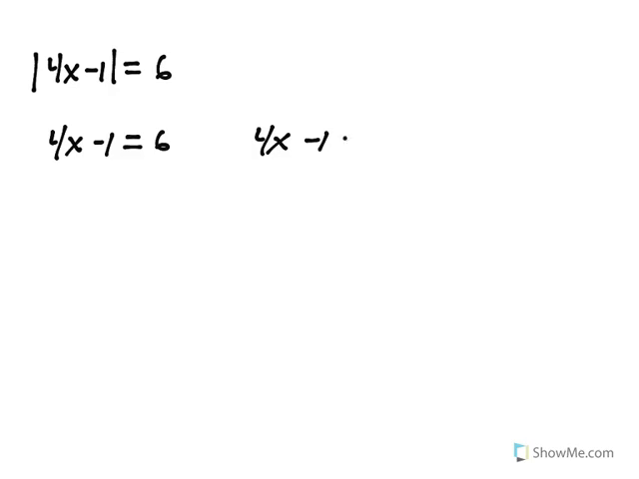All right? So let's do another example. We have the absolute value of 4x minus 1 equals 6. So we're going to write two equations, okay? 4x minus 1 equals 6, and 4x minus 1 equals minus 6. Again, we want to solve for x. We need to isolate x. So we're going to add 1 to this side. The 1's will cancel, and then you're left with 4x equals 7.